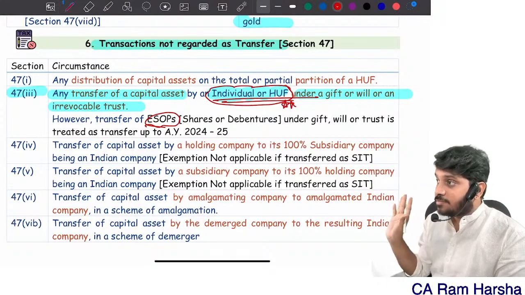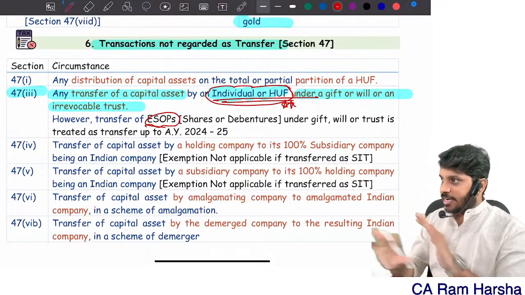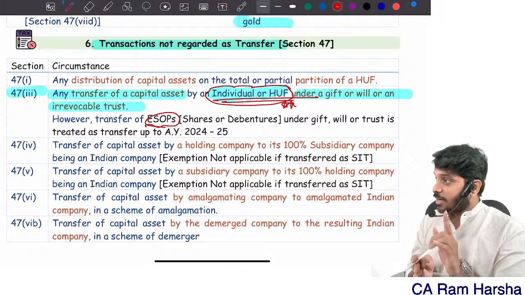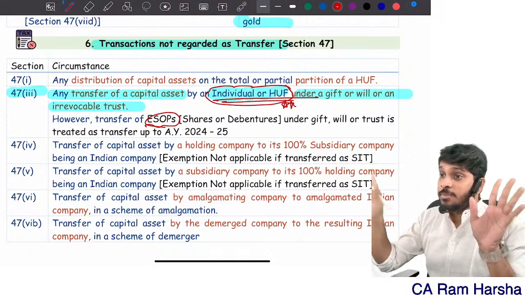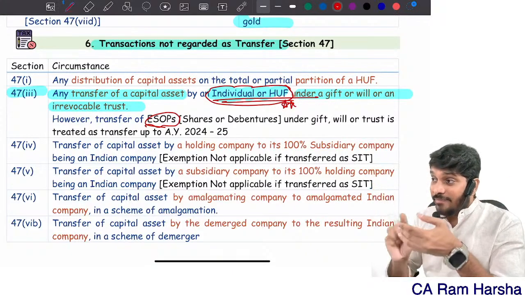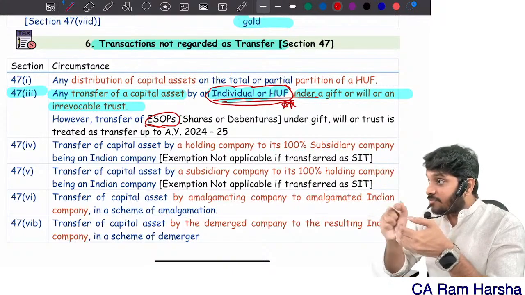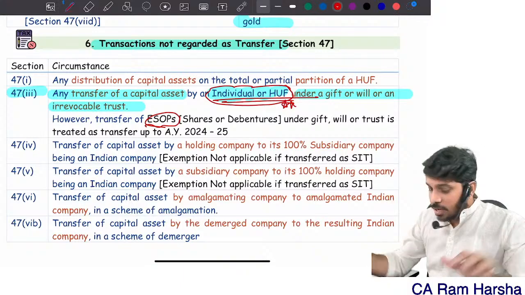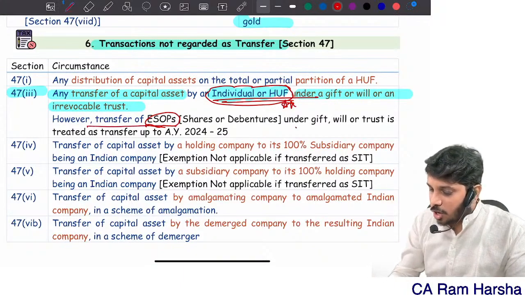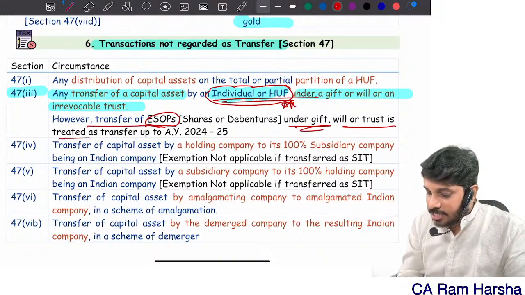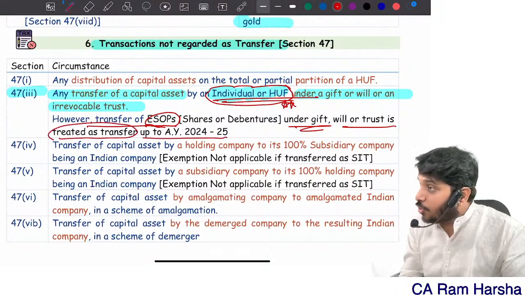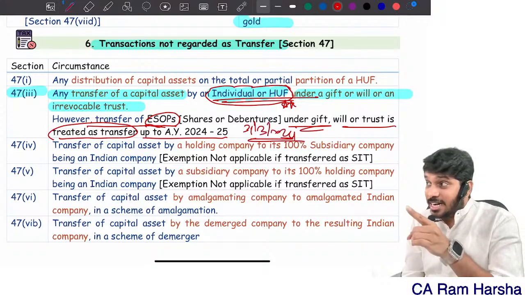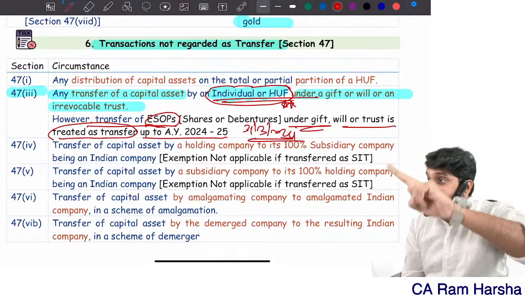is taxable. Normally, if you gift any asset, it is not taxable. It is not a transfer. But if you are gifting ESOP, which you got from the company, to somebody, it is taxable in the year of gift itself. Now, that ESOP gift taxing is removed now. Very simple. Transfer of ESOP under gift was treated as transfer up to assessment year, nothing but up to 31st March 2024.